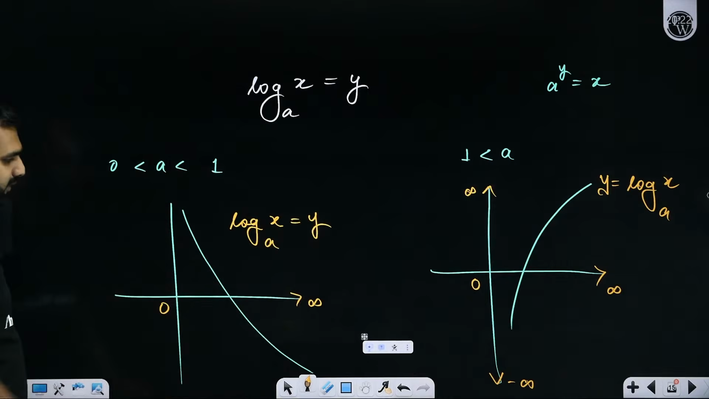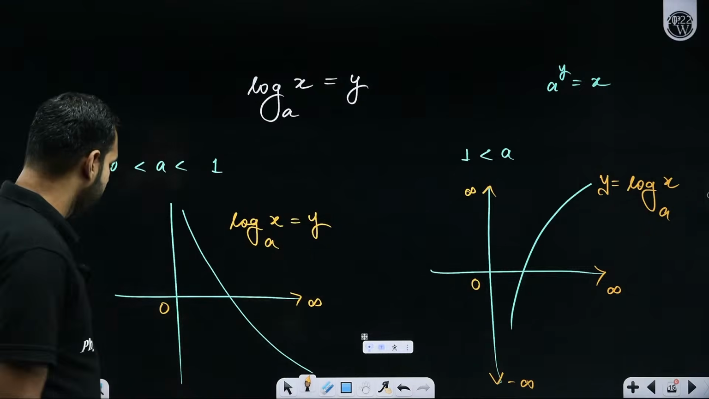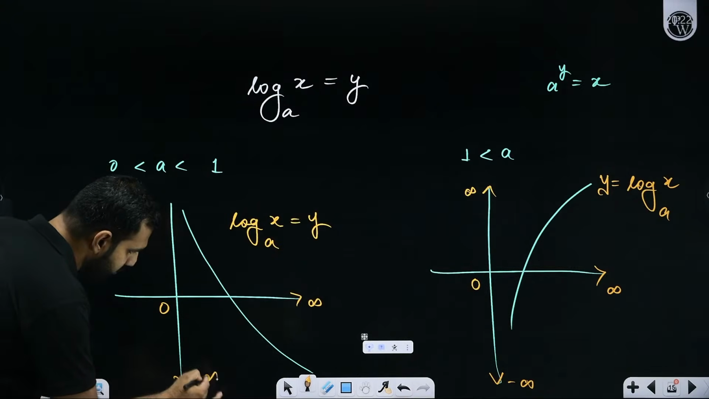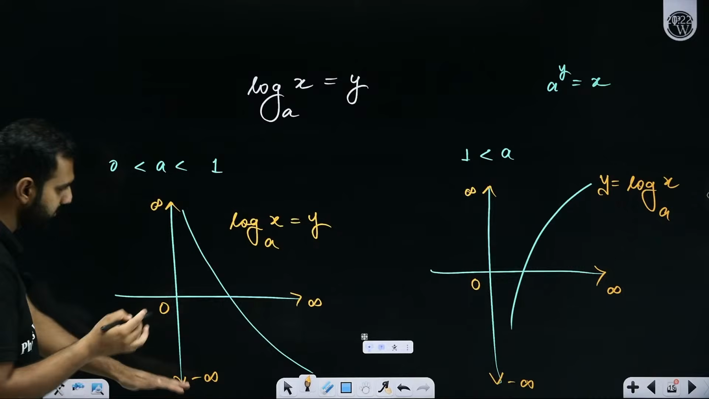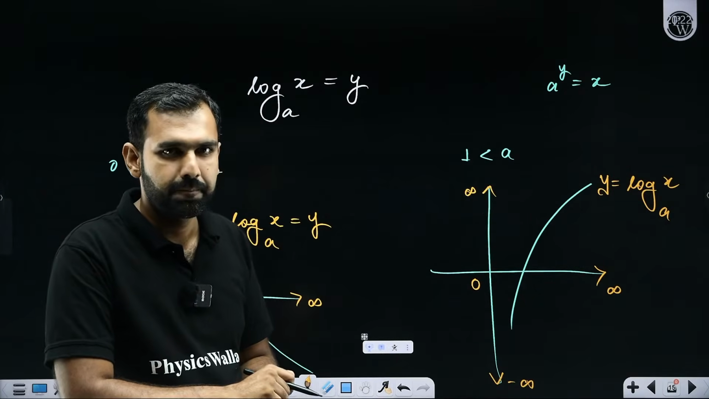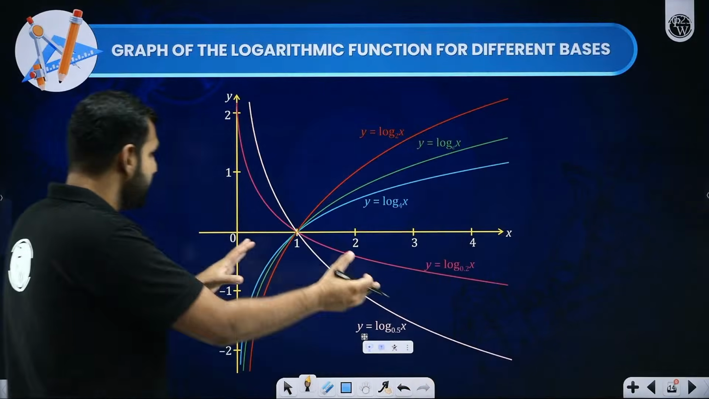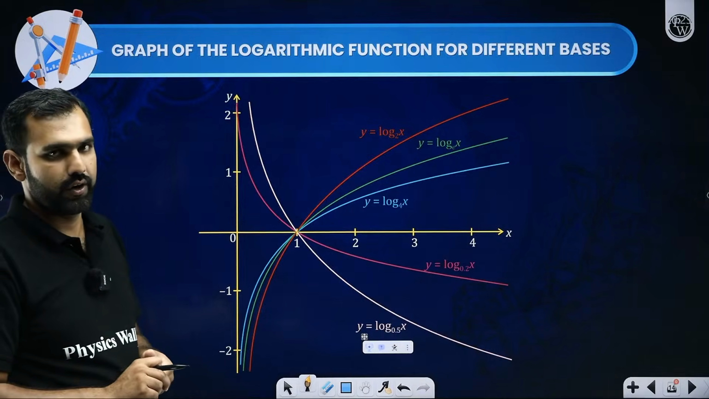When the base is between 0 and 1, it takes all the values greater than 0, x, the domain. And if I ask you what values it generates, the range, it will give me from minus infinity to infinity. Everyone comfortably got this idea? Everyone understood that.